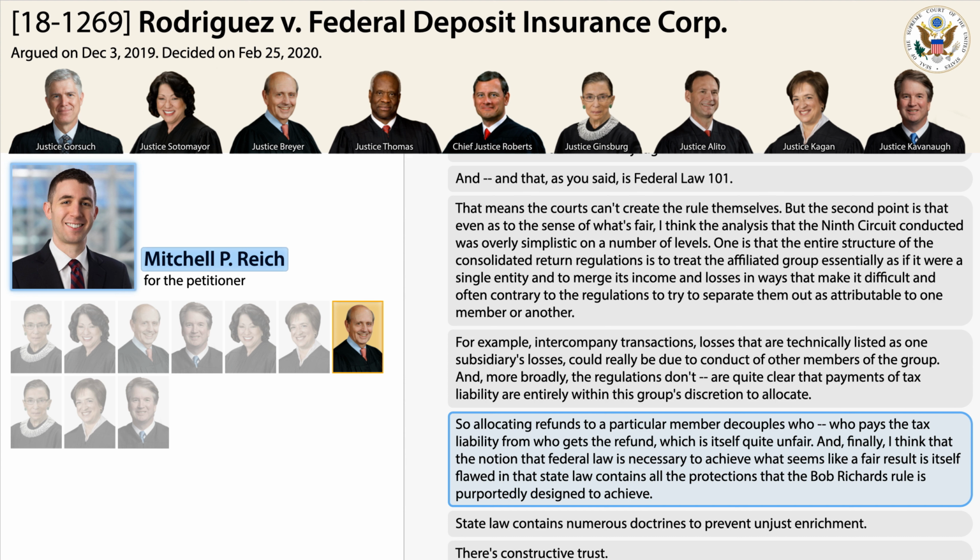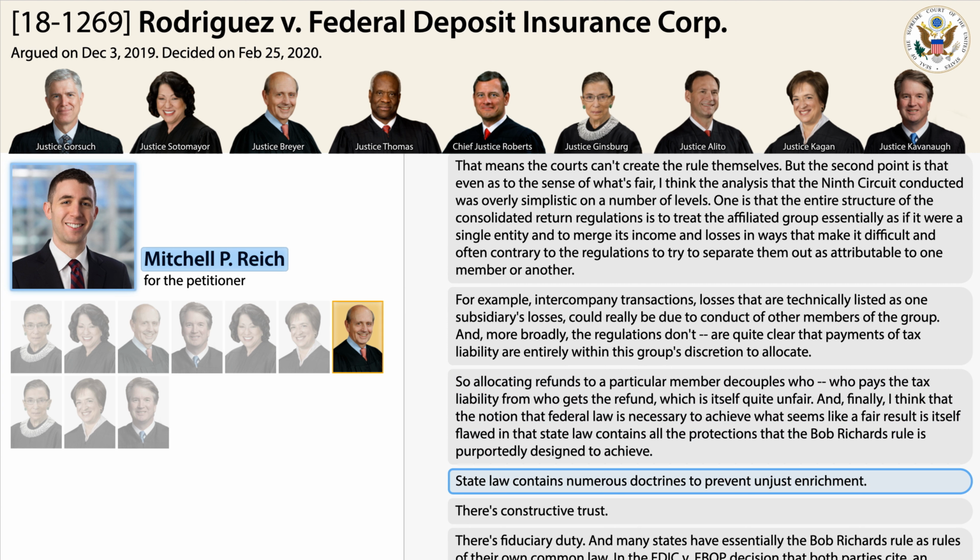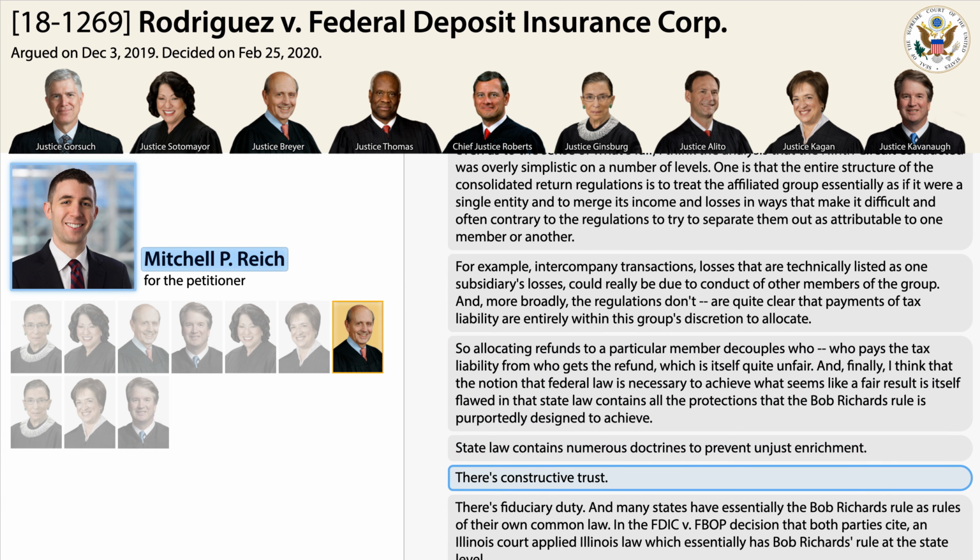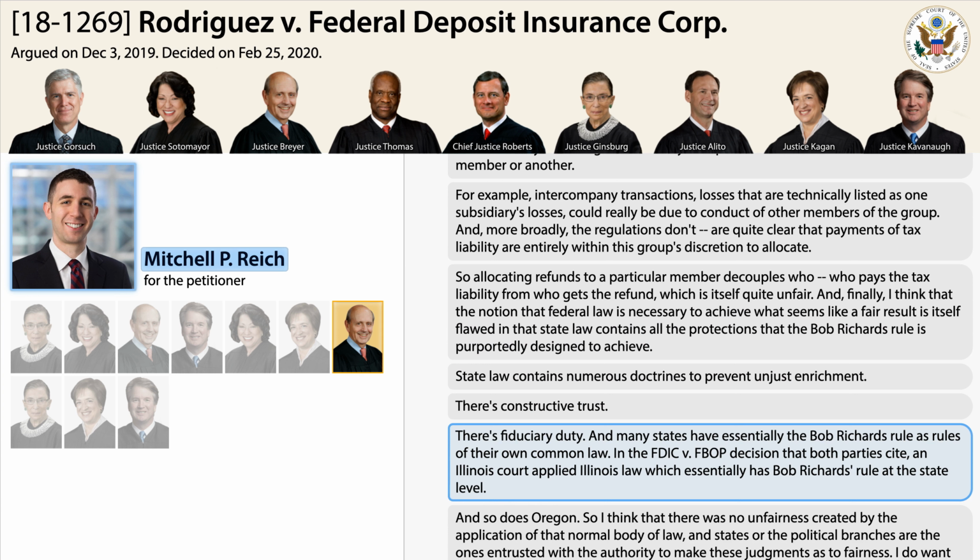And finally, I think that the notion that federal law is necessary to achieve what seems like a fair result is itself flawed in that state law contains all the protections that the Bob Richards rule is purportedly designed to achieve. State law contains numerous doctrines to prevent unjust enrichment. There's constructive trust. There's fiduciary duty. And many states have essentially the Bob Richards rule as rules of their own common law.